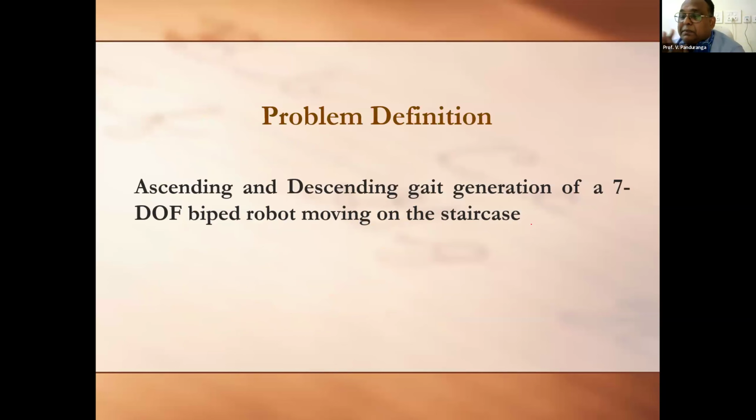So these are various important vocabulary that we are going to come across in this 20-25 minute lecture. So this is the definition of the problem.